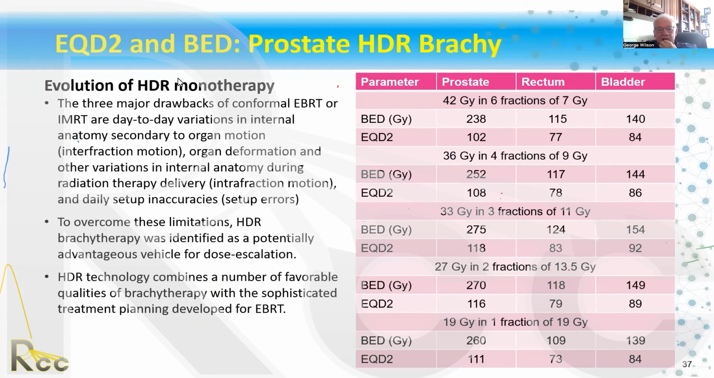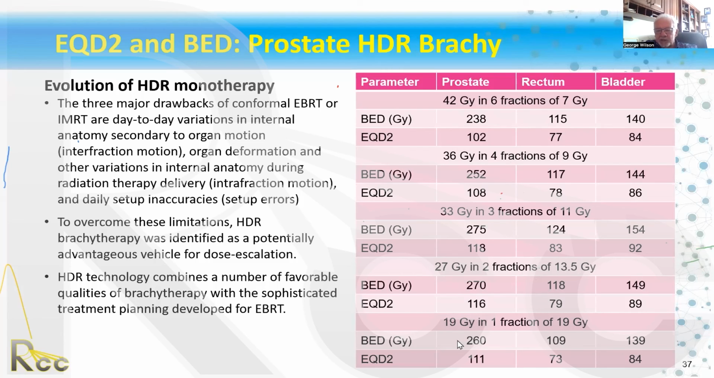This slide just summarizes some of the work that's been done with monotherapy with HDR. Again, we're not really talking about therapy in this lecture. What it's really showing you is the evolution of hypofractionation in 6 fractions to 4 to 3 to 2 and then to monotherapy. And again, showing you the prostate, the rectum, and the bladder, BEDs that they'll receive, and the equivalent dose in 2 gray.